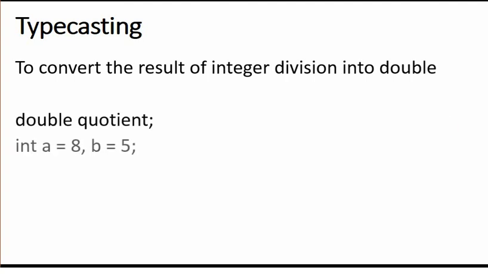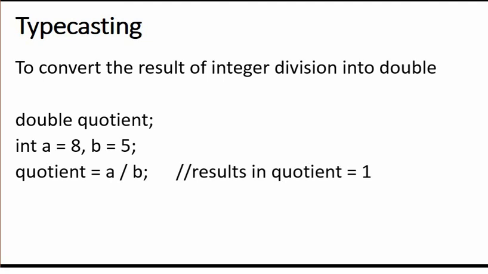So we have double quotient. We have two integers, a and b. The values are 8 and 5 respectively. And if I would have just done a divided by b, it would just be 1 because the two numbers are integers. And so quotient will only store 1 even though quotient is a double, because the right side is evaluated first, and then its result is stored into the left side. So because integer division gives us an integer quotient, we're left with an integer answer.